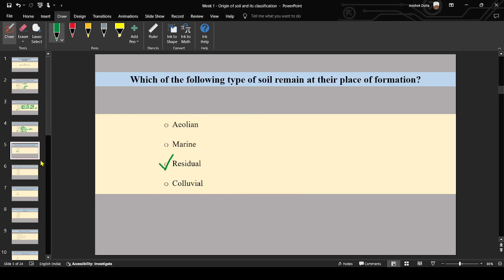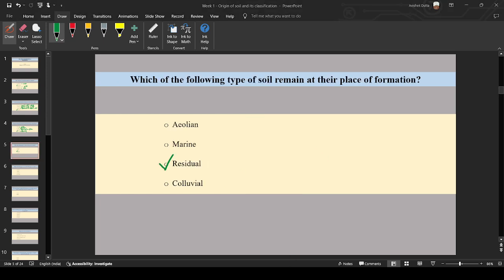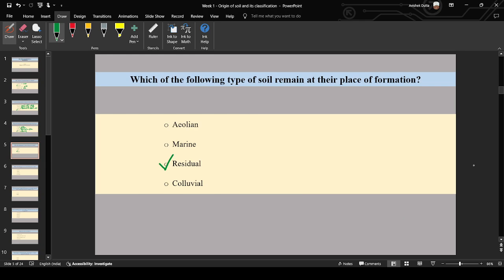Laterite itself is a residual soil, because wherever weathering action takes place on the parent rock material, the soil is not transported but formed in the same place. They remain in their place of formation and they are not transported from one place to another. So these kind of soils are called residual soil. And so what are the other options?